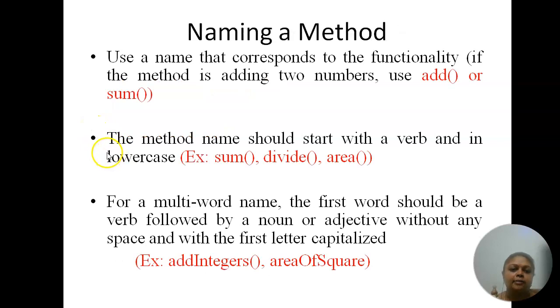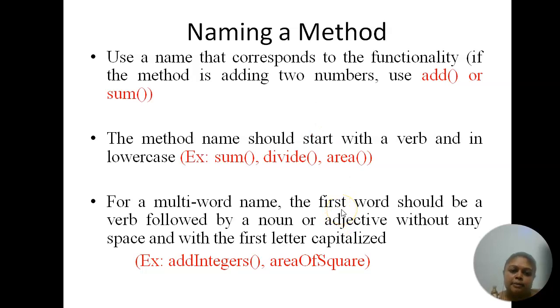Then followed by naming a method. If anything is to be named, it should be properly given. Always a method should be named according to its functionality. For example, if you are going to use the method for addition of numbers, we can provide the name as add, sum, like that. Always it should be in the form of a verb, and in lower case. If you are going to divide numbers using that method, then you can provide the name as divide. So we have to provide a name according to the functionality.